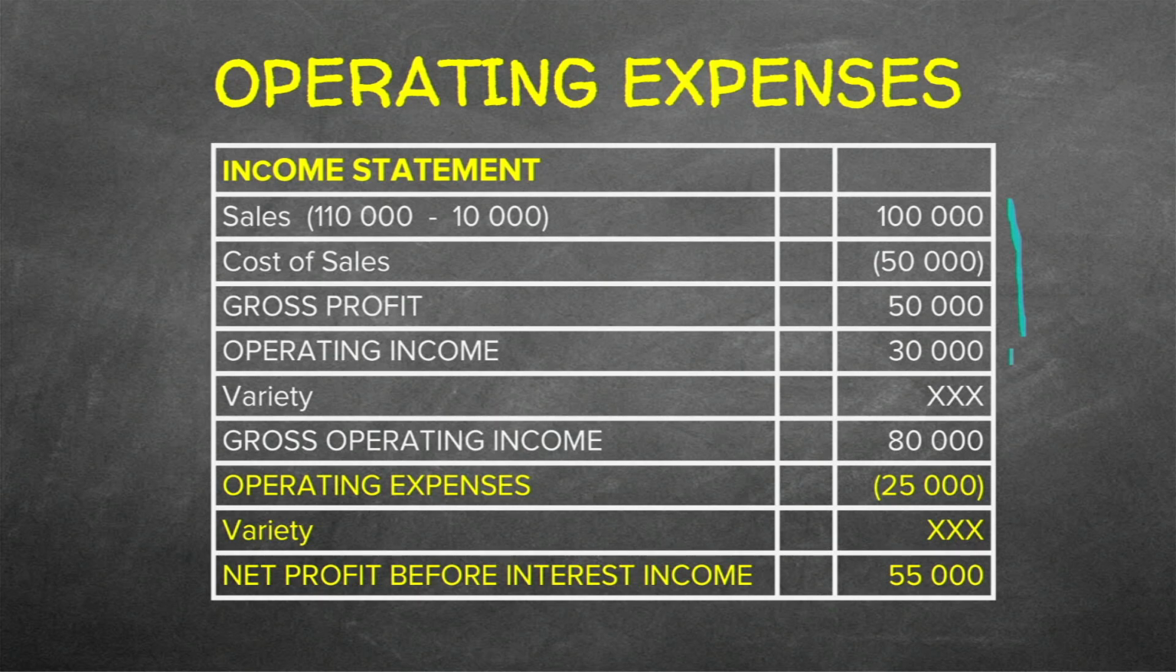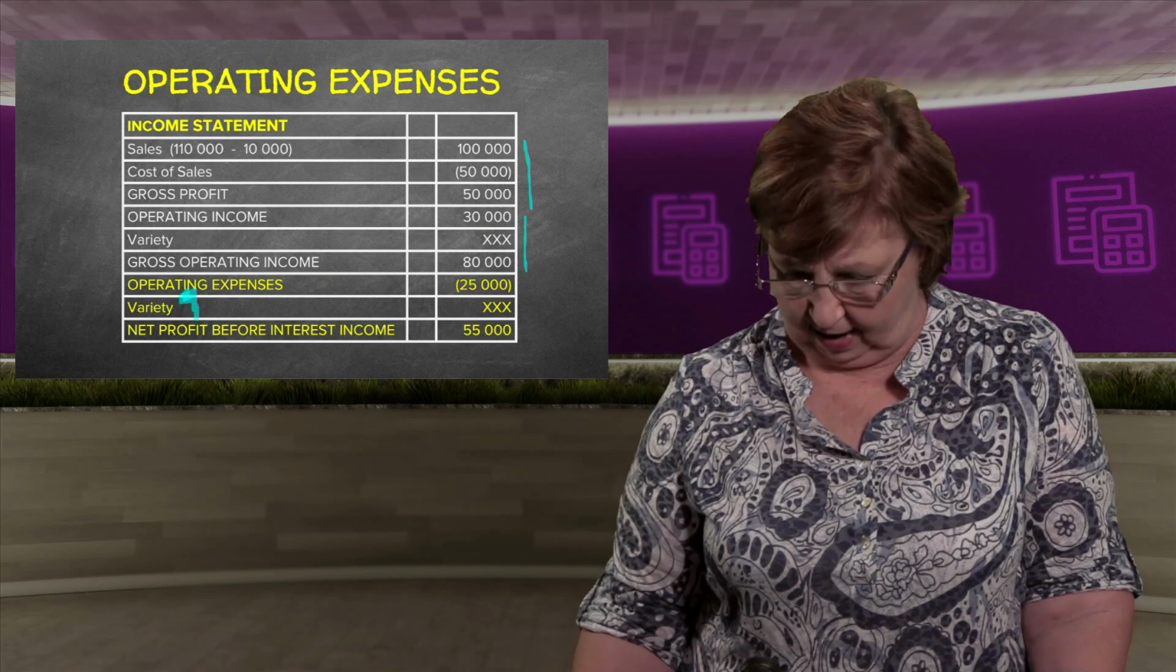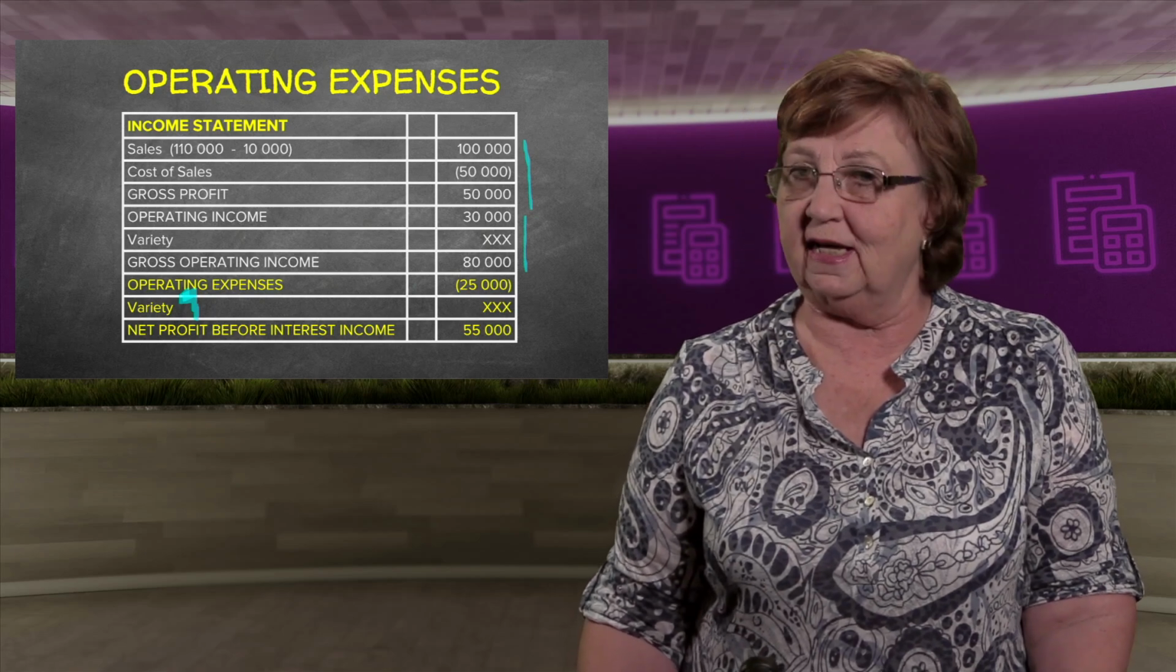Again, you will note there is my gross profit. I have now got my operating incomes. And now we're going to have our operating expenses. Again, you are going to list them one by one. You are not going to write variety. You could have anything between 6 and 12, and you're going to list them one by one, add them up, and you are going to get an answer.